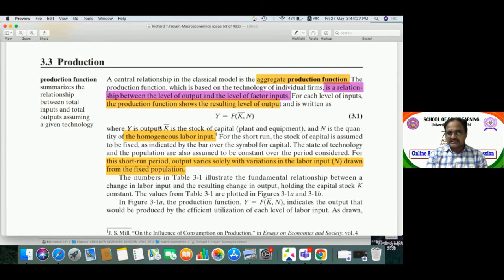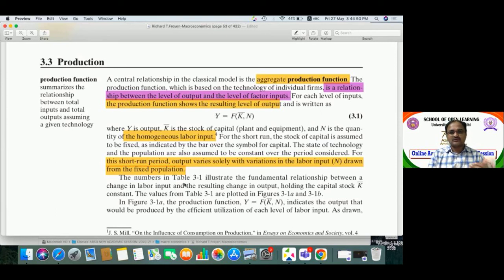So the classical theory is a short-run theory. Why is it short-run? In the initial stage, we are using only labor, so it is short-run. In the long run, maybe you can use other factors. But we are talking about the initial stage, the classical theory in the 1930s, so the entire output depends upon the homogeneous labor.